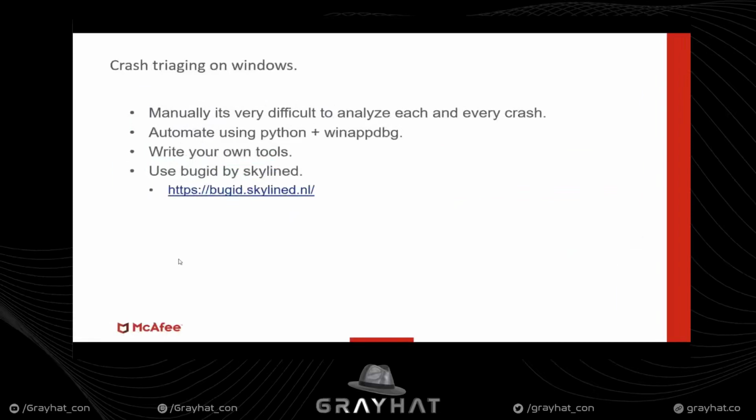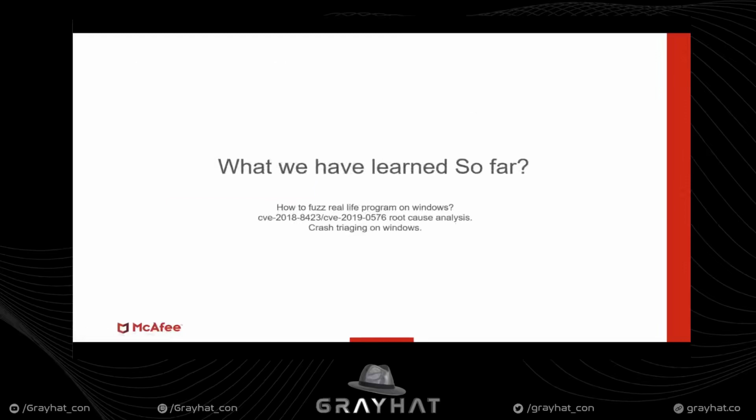Now let's move to the next part, that is crash triaging on Windows. As we have discussed in part 2, manually it's very difficult to analyze each and every crash, because when you fuzz a software, you may get hundreds or thousands of crashes. So on Windows, you can use a tool called BugId for crash triaging, and you can also write your own tools, something like using Python and WinDbg, or you can use any of your preferred language and automate this task. We will not be discussing much of the crash triaging here because we have already discussed that in part 2.